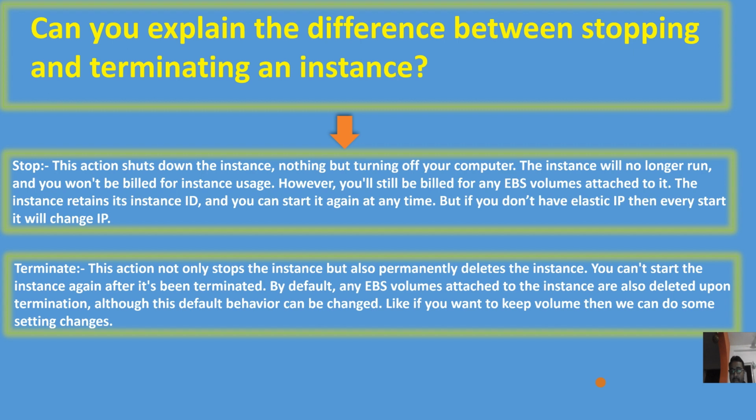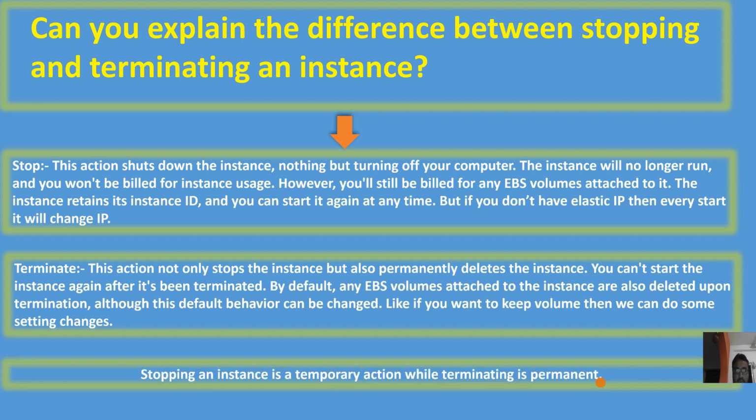So to avoid accidental termination, there is one setting, how we can protect our instance. That video I have also demonstrated in my previous session, termination protection we can enable, so that whenever you try to terminate, your instance is protected. So now the conclusion: stopping an instance is a temporary action, whereas terminating an instance is a permanent action, the instance will go away.